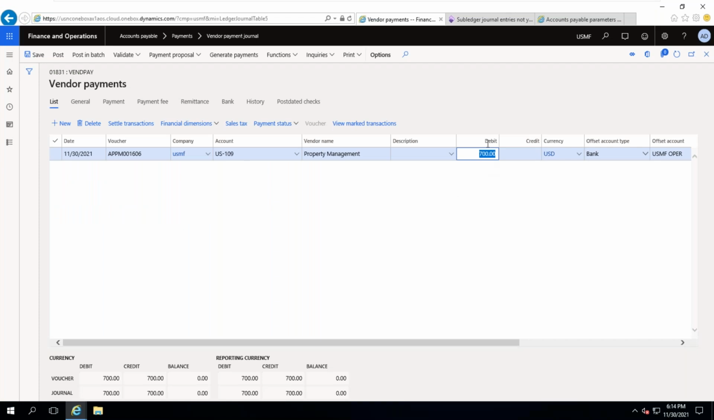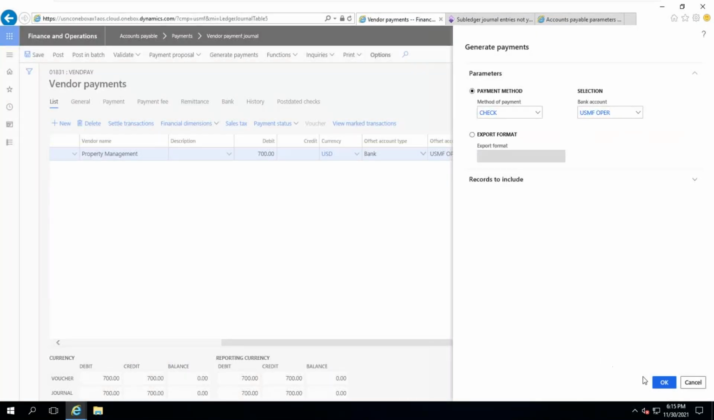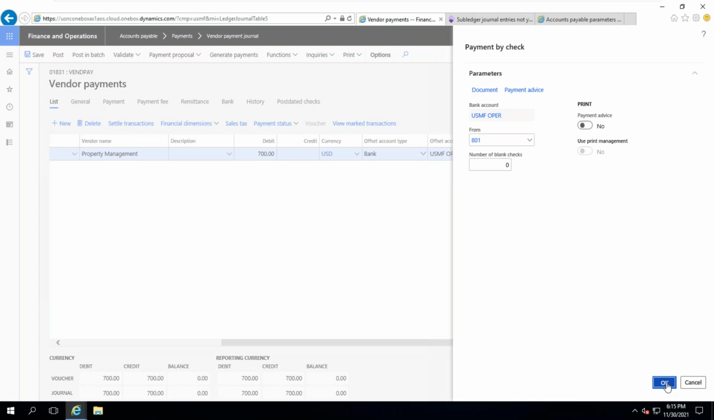For $1,000, $280 is a tax amount and $20 is cash discount. Actually, cash discount is also there, that is the reason it is coming. Now let me finish this payment. Generate payment, check payment. Let me finish. Click OK. Meanwhile, if anyone has any questions, please ask me, because it will take some time to process.